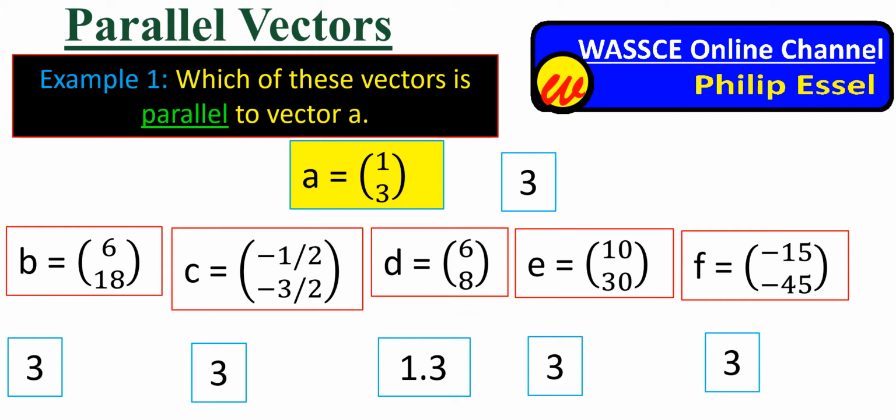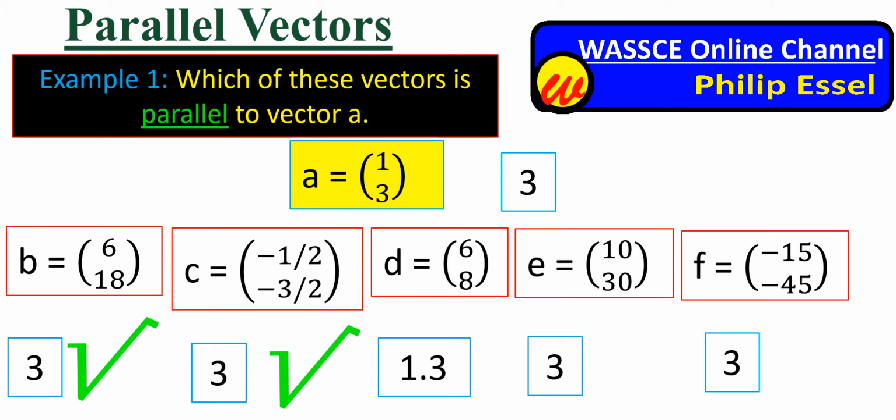So what it means is that we are going to look for those vectors that have the same slope as the vector A. Those vectors are parallel to the vector A. So let's quickly do that. The vector B has the same slope as the vector A. So it is parallel to the vector A. The vector C has the same slope as the vector A. So it is also parallel to the vector A.